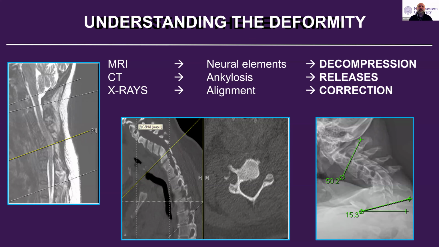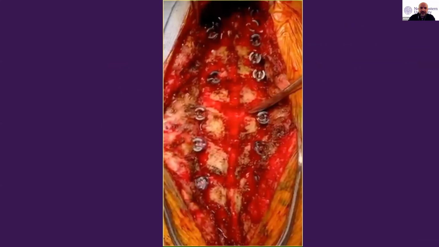You're not going to be able to measure the true alignment, and certainly the alignment goals, in the supine position, and that's why the x-rays are important. Not just the cervical x-rays, the complete spinal x-rays, so you know how to properly address these lesions. So again, MRIs for the decompression, CTs for the releases and the resections, and the alignment and the x-rays are going to tell you what the ultimate correction is. Very important to study those three studies in detail.